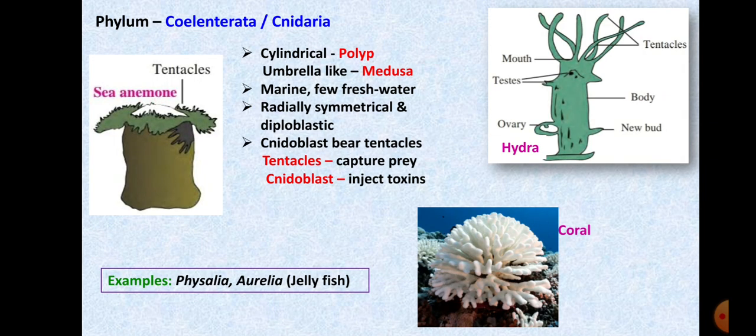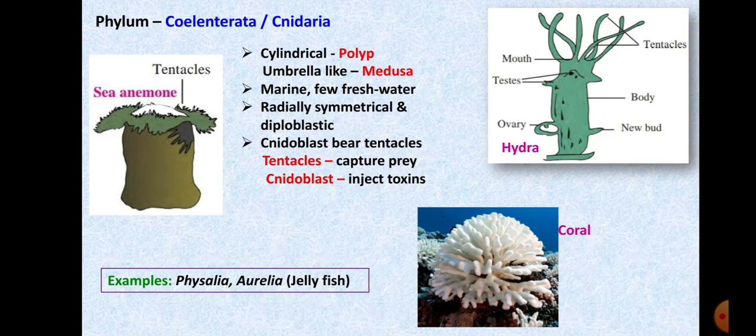Phylum Coelenterata or Cnidaria. Now, to remember Coelenterata, I'll tell you the body of these organisms is cylindrical. Okay, hence Coelenterata. Better to remember? Okay. Now, the animals will have a body shape that is either cylindrical or umbrella-shaped. Cylindrical-shaped animals are called polyps, and those having an umbrella-like shape are called medusa.